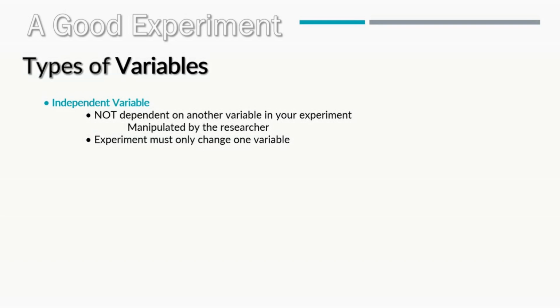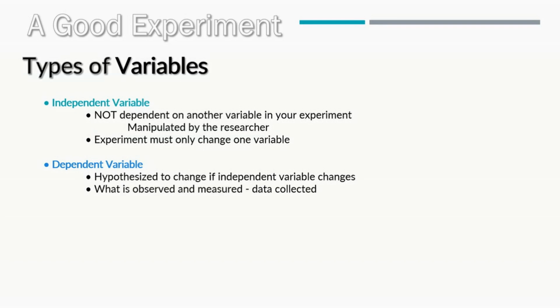Moving on to dependent variables. Dependent variables are what you hypothesize to change when the independent variable changes. Right? This makes sense. This is where it gets its name from. A dependent variable is dependent on the independent variable. It's what is observed and measured. It's how you collect your data, or what you collect your data from. Sound good?